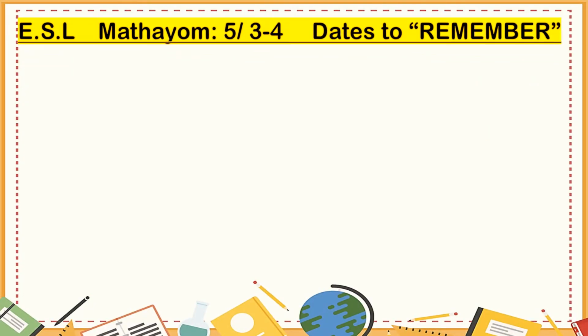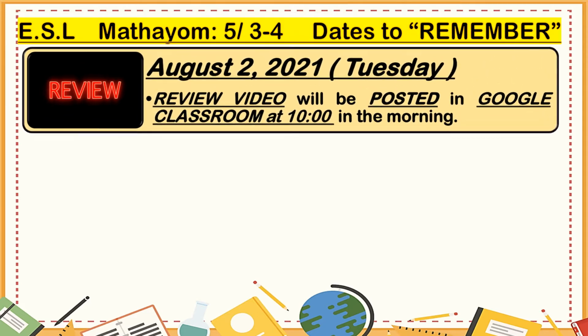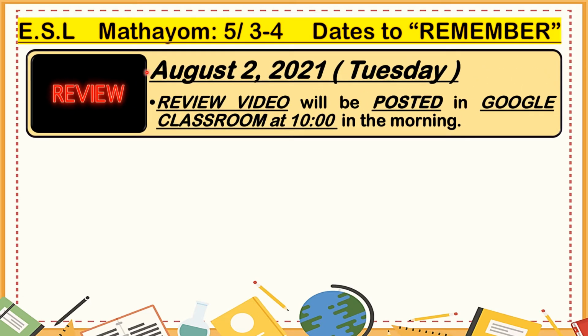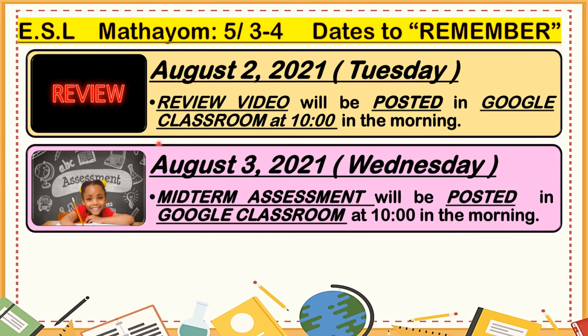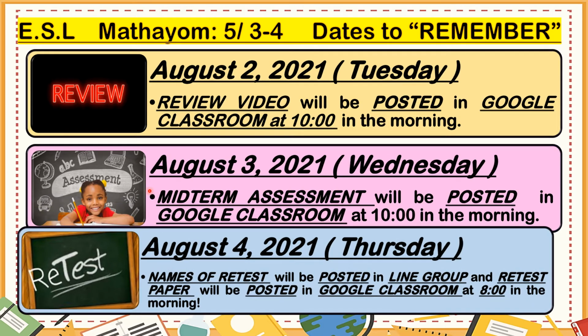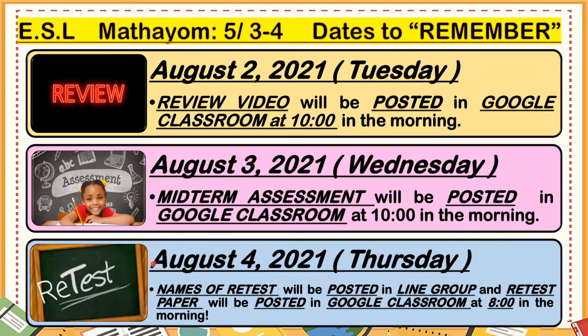Class, these are the dates you have to remember. August 2, Tuesday, review video will be posted in Google Classroom at 10 o'clock in the morning. August 3, Wednesday, midterm assessments will be posted in Google Classroom at 10 o'clock in the morning. And lastly, August 4, Thursday, names of retests will be posted in Line group and retest paper will be posted in Google Classroom at 8 o'clock in the morning.